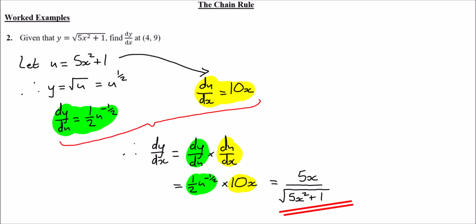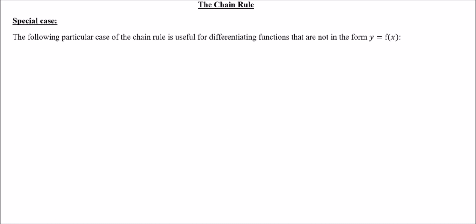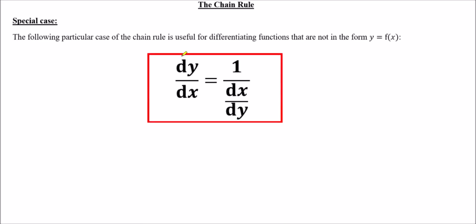So, moving forward, there is a special case we need to know about as well. The following particular case of chain rule is very useful for differentiating functions that are not in the form y equals f of x. It's a reciprocal form of the chain rule, and it goes like this. It's very simple. dy by dx is the reciprocal of dx over dy.